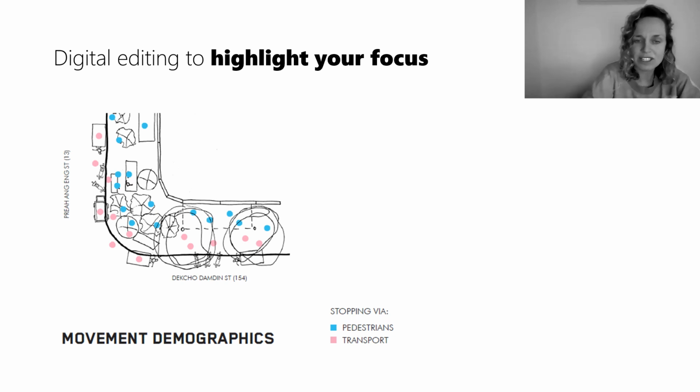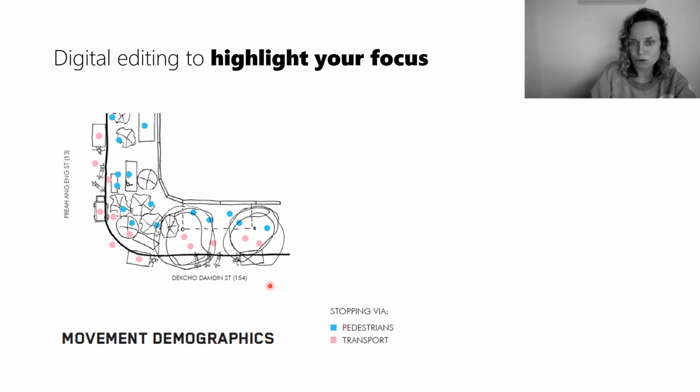So if we have a look at this example here, we can see the title is movement demographics. So who is moving on the street, who is stopping on the street. We have a legend here. So the focus is on the who or the what. So what or who is moving on the streets. We've got blue is pedestrians and pink is transport.